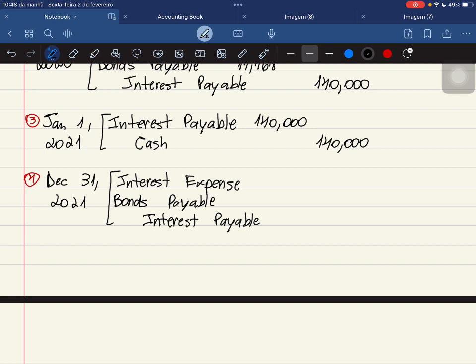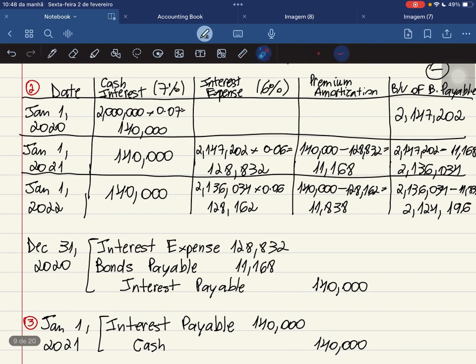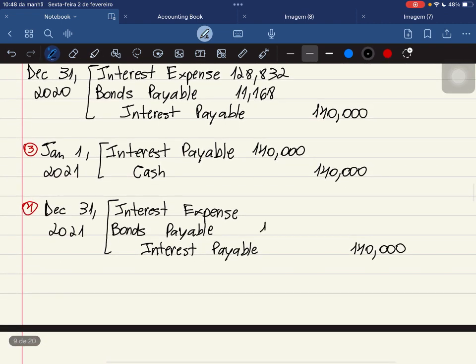Okay, so again, 140,000. In this case, the bonds payable amount is 11,838. And the difference would be 128,162. Okay.